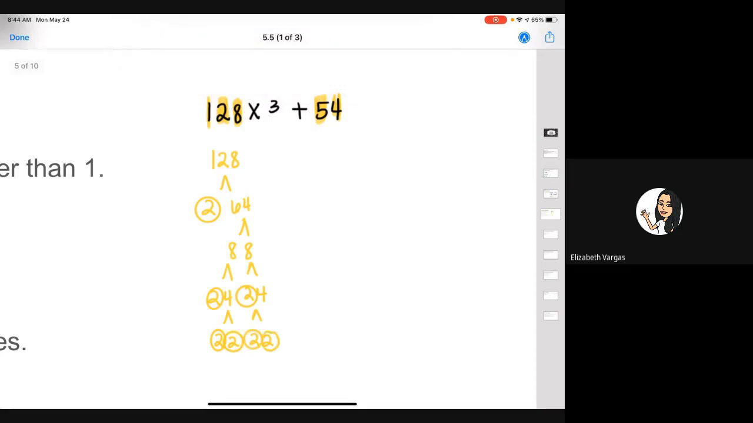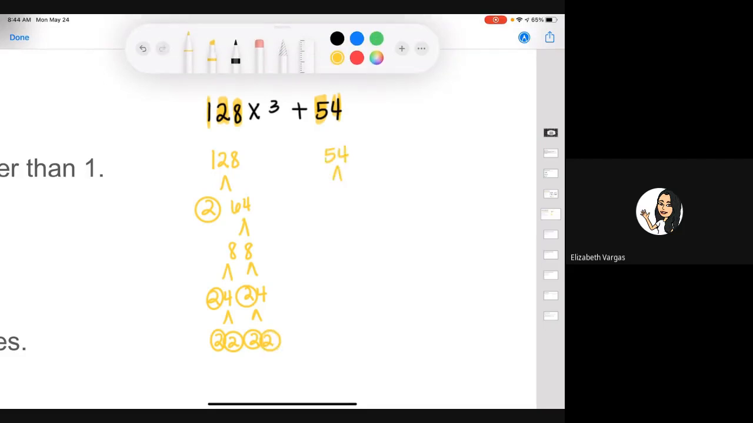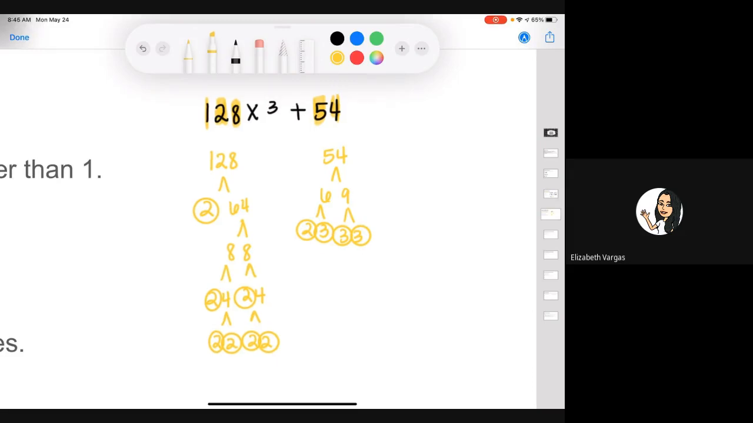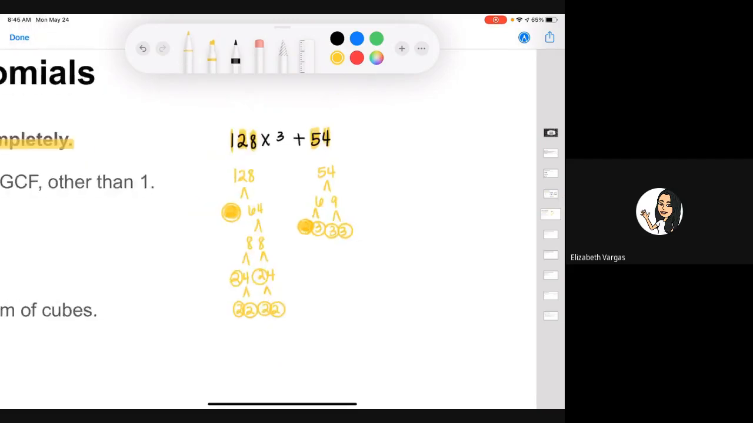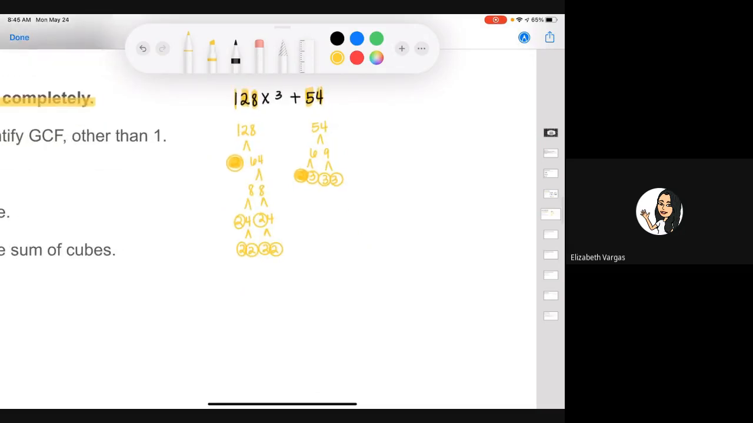Okay, now let me work on 54. 6 times 9, 3 times 3, 2 times 3: 2, 3, 3, 3. So I've identified all my prime factors in those original whole numbers. Now I want to see what they have in common. They only have in common 1, 2. And so that means I can factor out a 2. I wouldn't factor out an x because I only have 1 x. If I had 2 x's, then I would factor out an x. But because I do not, I'm only going to factor out 1 x. So 2 x.